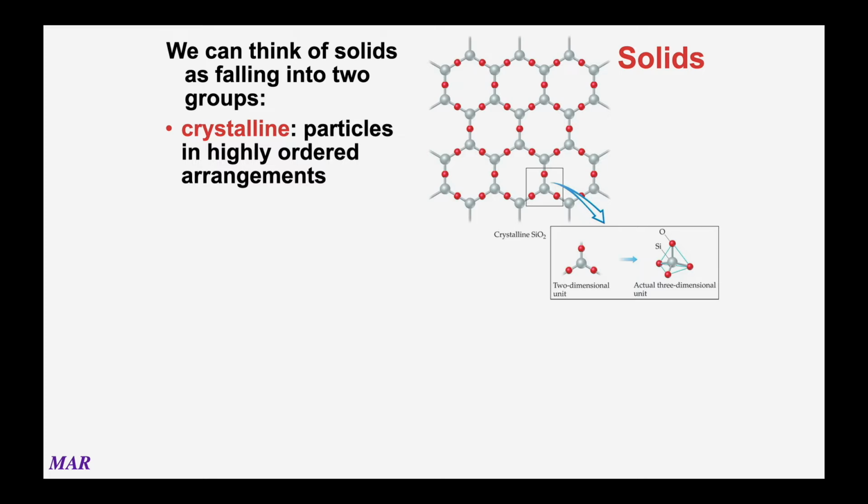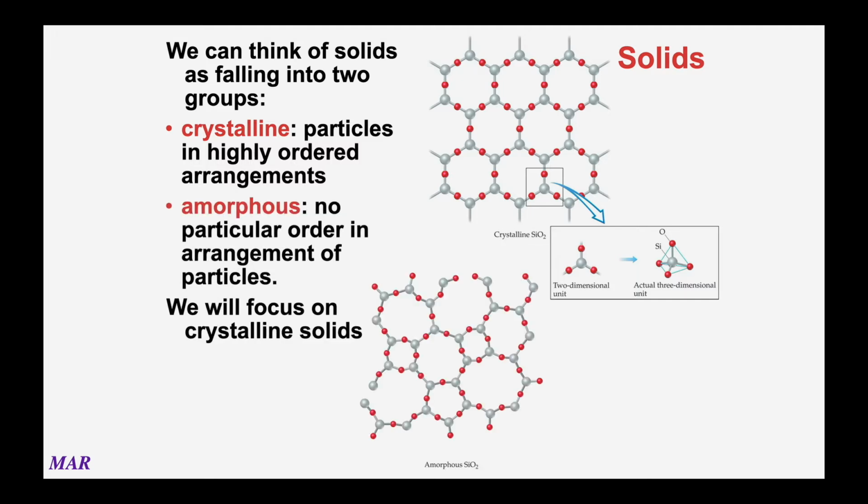There's crystalline solids, which are just when you have the particles of the solid in highly ordered arrangement, so they are predictable in how they go together. But you also have what's called amorphous solids, and amorphous solids are more randomly placed together. The science and the understanding of amorphous solids is much more difficult and honestly not super well understood. So in Chem 222, we're only going to look at crystalline solids.